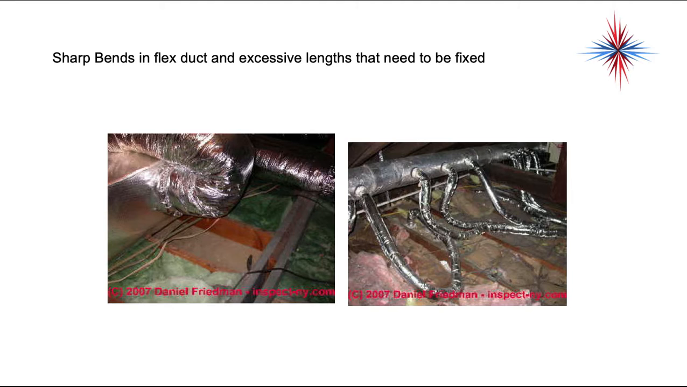Here's some more sharp bends and excessive flex duct length. Okay, you see how the one on the left is actually doing a 180-degree turn going over the ductwork. The ones on the right, those flex ducts just basically come in boxes of 25 feet. And regardless of how long it was, they used a full box for every length. They didn't cut it back.